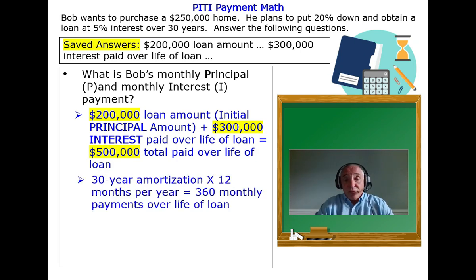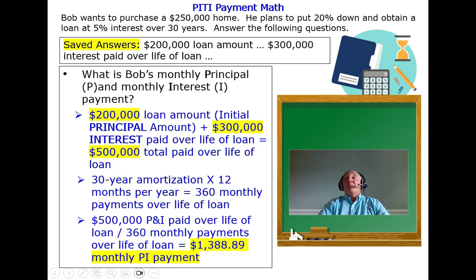Now, this is a 30-year amortization times 12 months, so that would be 360 months. That would be 360 monthly payments that Bob will make over the life of this loan. $500,000 is principal and interest added together. Remember, $200,000 loan, $300,000 in interest, $500,000 total. Divide that by 360, the total number of payments, and you get $1,388.89 in monthly payments.